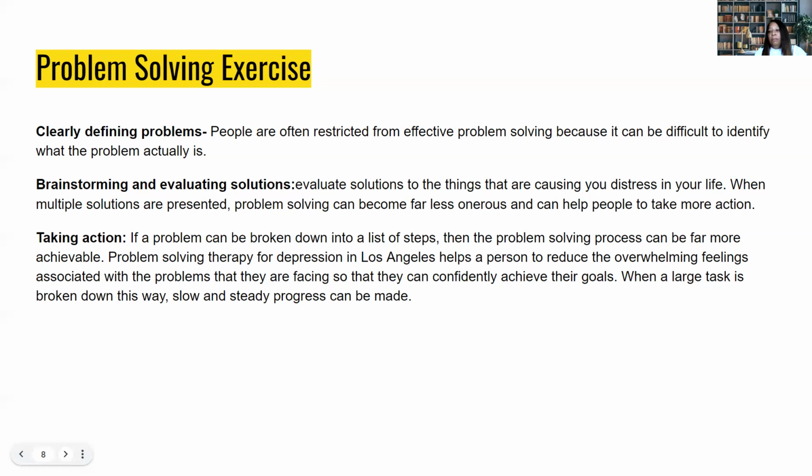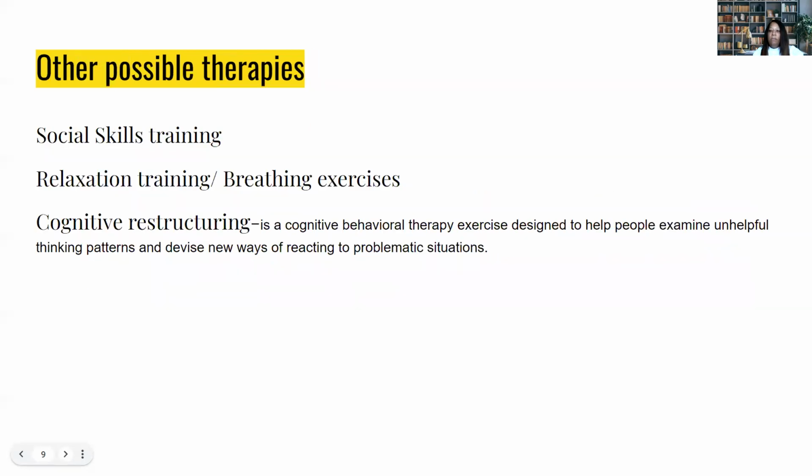Breaking down the problem into steps makes it far more achievable when you see the problem and when you're trying to attack the solution. Some other possible therapies: social skills training, like we talked about earlier, how he should be acting in the different environments. When he's at a friend's house, when he's at school, when he's over here, what are the expectations in the other environmental areas? And relaxation and breathing exercises.